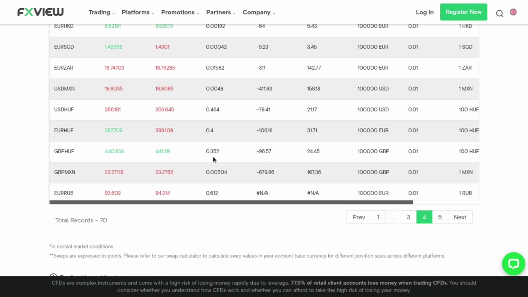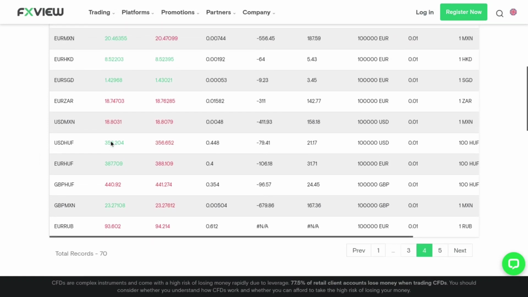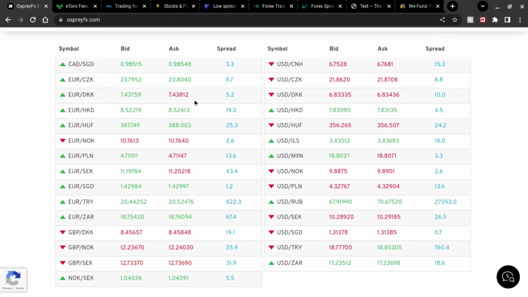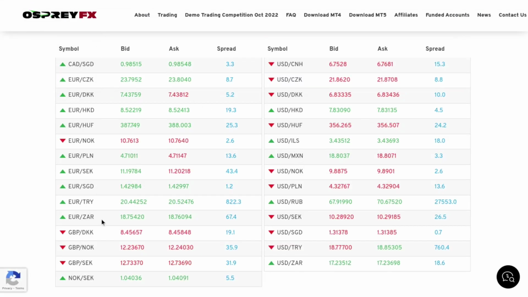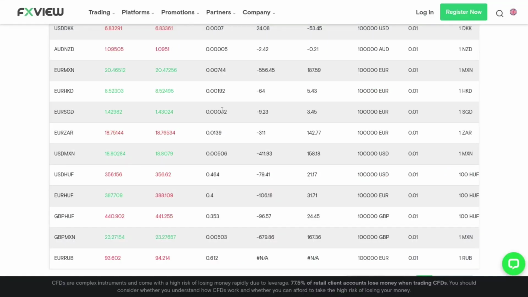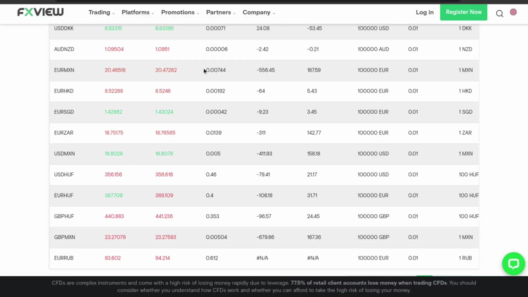However, if they're tight, are they tight though to trade? Around 35 for pound HUF, Euro ZAR, 158. What is Euro ZAR here? If Euro, around 67. So big difference. Yeah, big difference in terms of the exotics. So far, it looks like Osprey offers some pretty competitive spreads.